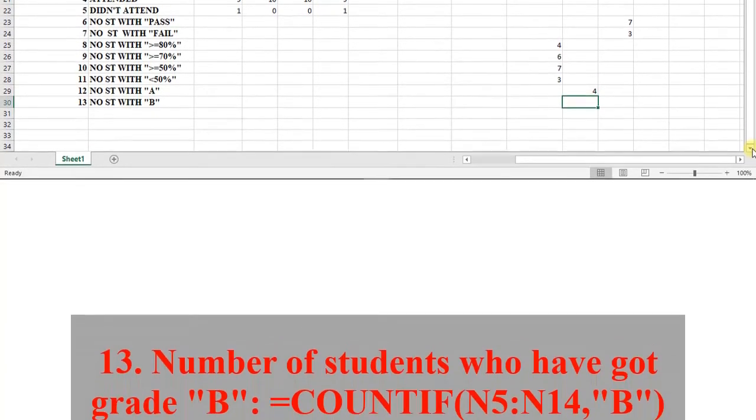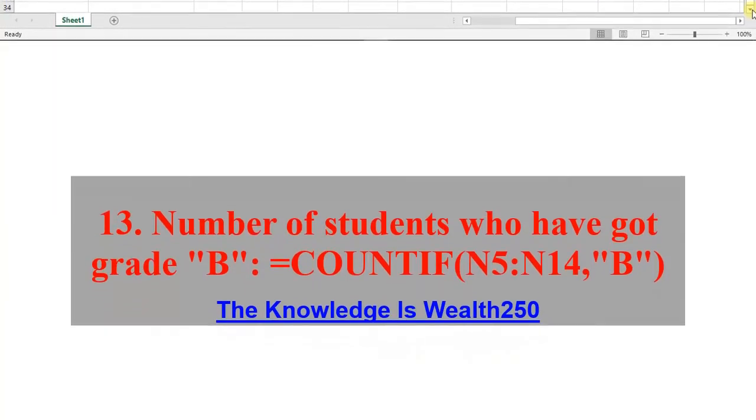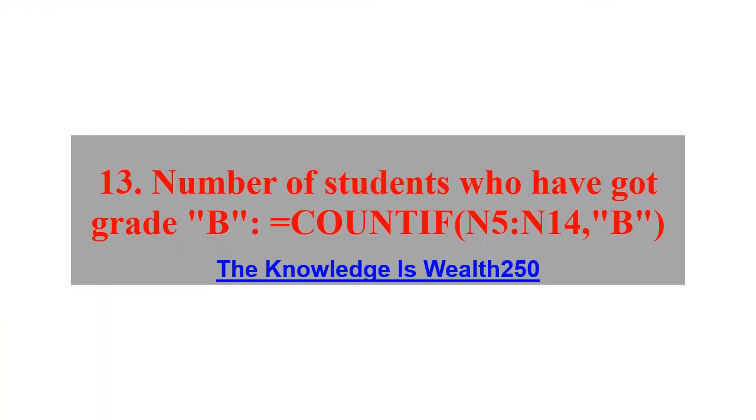Formula number 13 is the calculation of the number of students who have got grade B. How many students do we have who have got grade B in our table? So don't miss out on this. We are going to see how this formula is also calculated. Be attentive. This is a very important formula for you. So watch it here.